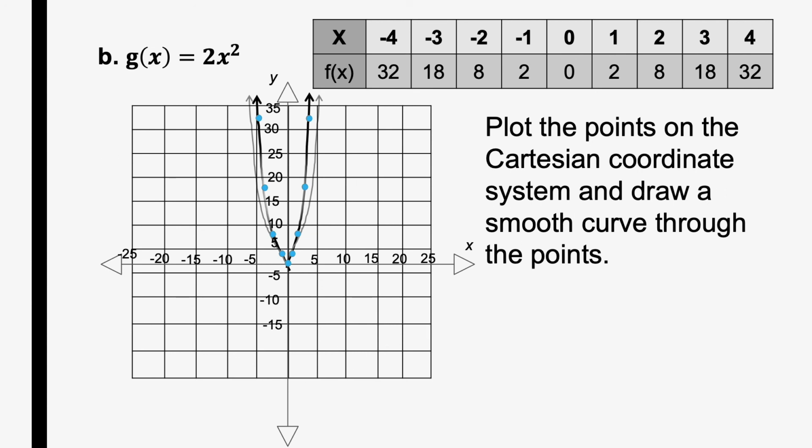The graph g of x equals 2x squared is vertically stretched by a factor of 2 and narrower compared to the graph f of x is equal to x squared. In general, f of x is equal to ax squared is vertically stretched and narrower than the graph of f of x is equal to x squared if a is greater than 1. So that's our topic for today.